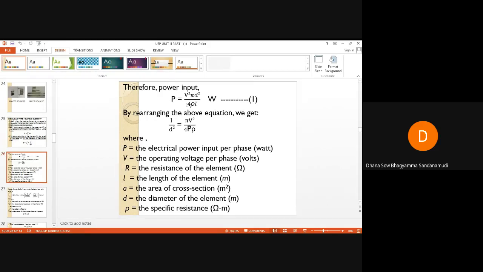Now rearrange these terms. If you rearrange these terms, it will be L by d square. You will get L by d square is equal to pi into V square by 4 P into rho. Do you know all these terms I have written here? No need for me to explain all these terms, isn't it? You already know. This is looking as if it is 1 by d square. It is not 1, it is L. So L by d square is equal to pi into V square by 4 into P by rho.